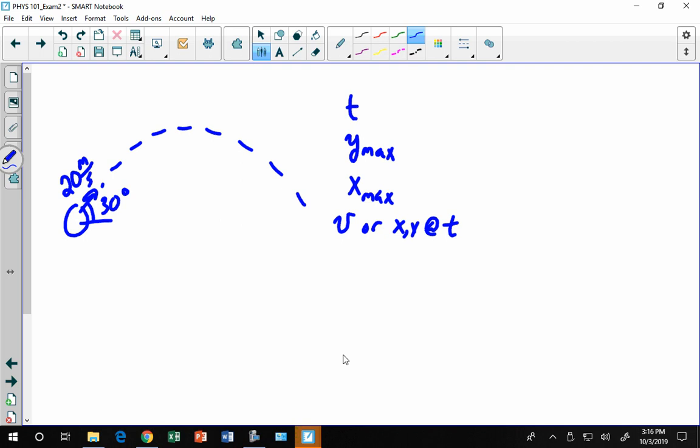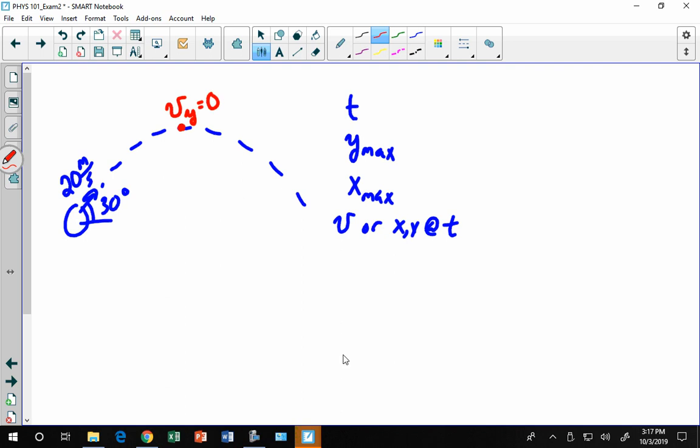But the very first step on this problem tomorrow, problem number 1, is what is the time? You're going to have to find the time. I'll either ask what is the time at the top of the trajectory, or what is the total time, or something along those lines. But regardless, your very first step is to find the time. And in order to find the time, we realize that Vy at the top is equal to 0.